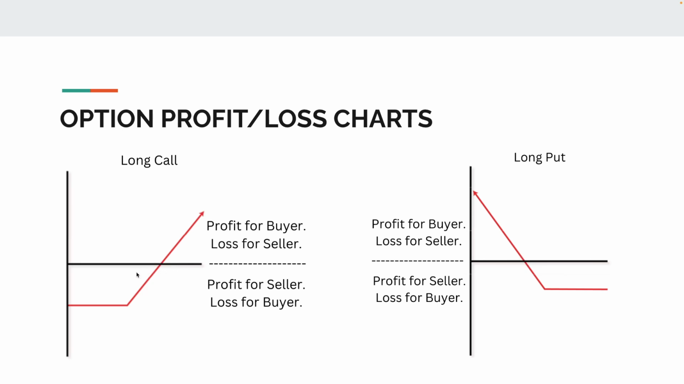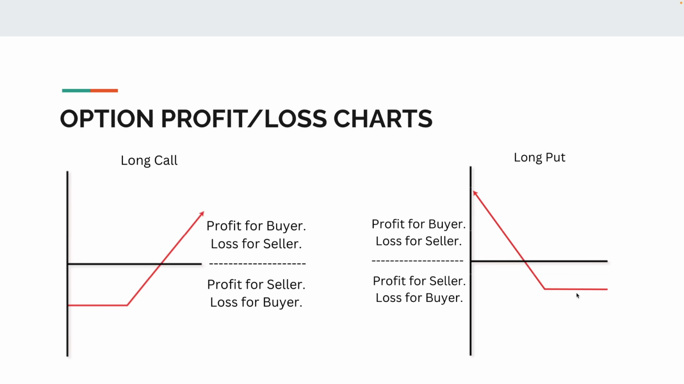So for a long call, you profit when the stock goes up in price, and if it's below the strike price, that's when you lose the money that you paid for the call. For the long put position, since you are bearish, you will profit when the stock goes down in price, right? Remember this horizontal line is the stock price increasing to the right. So you're profiting when the stock price goes down. And if the stock price goes above your strike price, then you lose the money that you paid for the put.